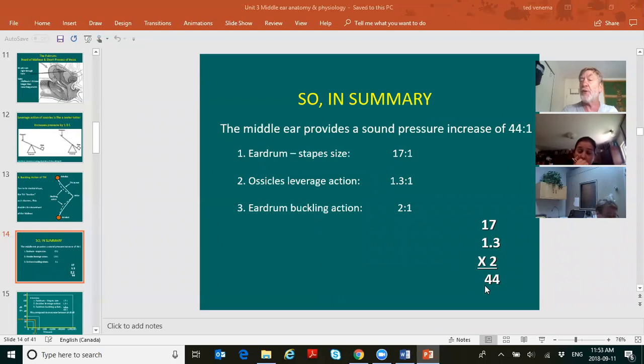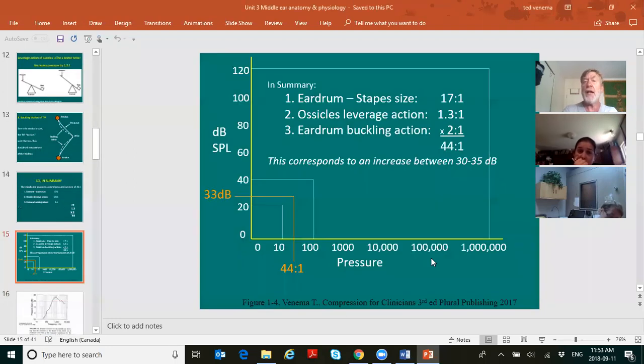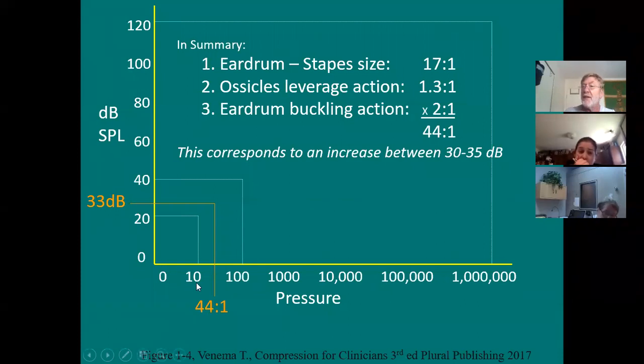The middle ear increases the pressure by a total factor of 44 to 1, because you're taking all these three elements and multiplying them all together. So look what happens. Here's the graph you saw this morning in acoustics. If I increase the pressure by 10, how many decibels did I go up? 20. If I increase the pressure by 100-fold, I'd go up by 40 dB. Right? We covered that a little bit more than an hour ago.